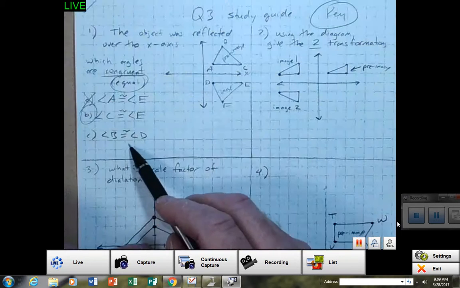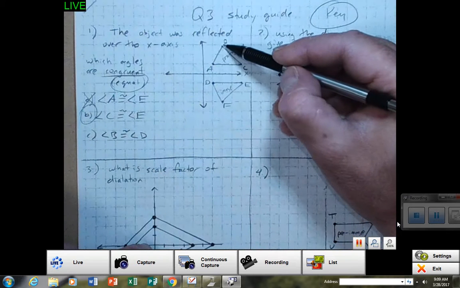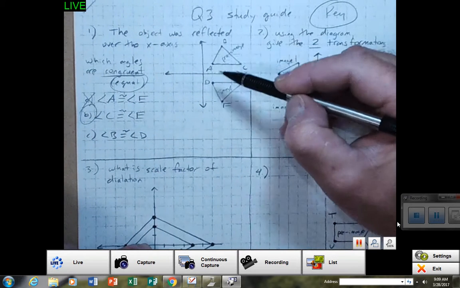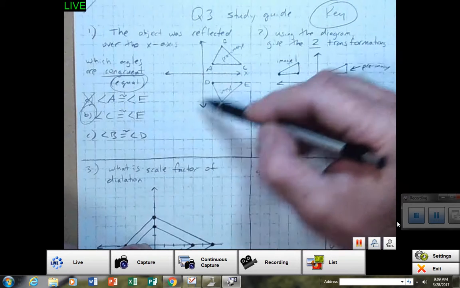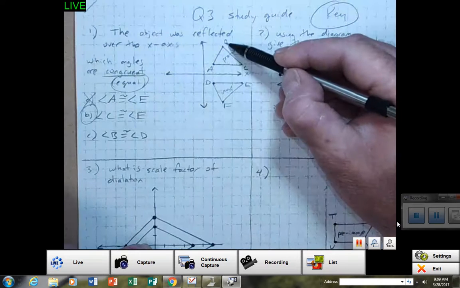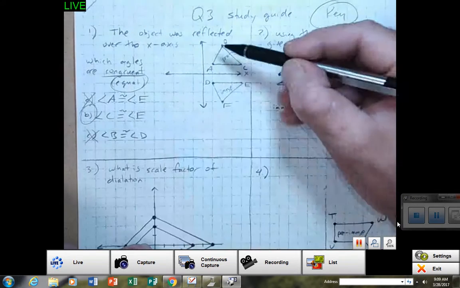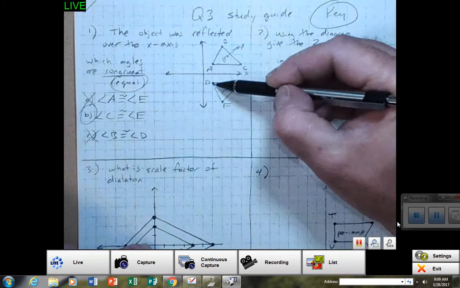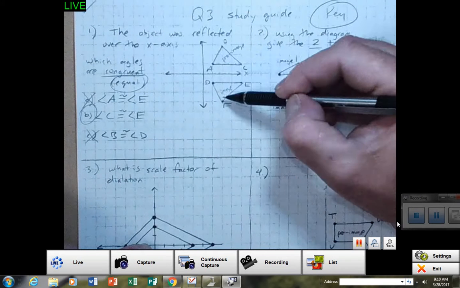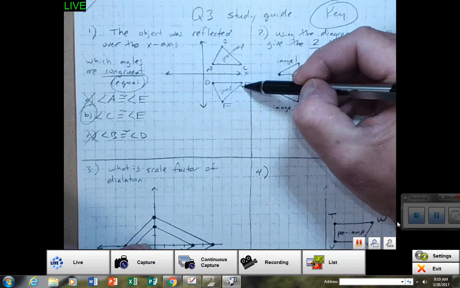C is wrong because angle B is congruent to this angle down here, F, but this choice says angle B equal to D, and that is not true. But you can see equal, equal, congruent. These two are congruent. These two are congruent.